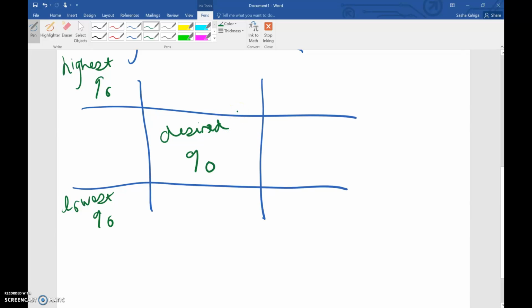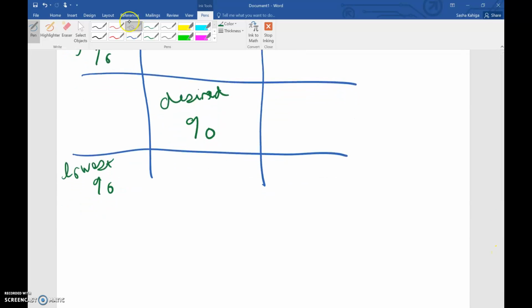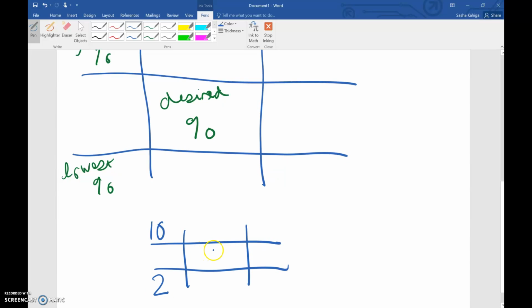Your desired percentage goes in the middle. So let me put some numbers to what I'm telling you. Let's say the 2 stock percentages are a 10%, so you put the 10 here, and your lowest percent is 2. And let's say your desired percentage is 5. Again, your highest percentage goes in the top left-hand corner, your lowest stock percentage goes in the lower left-hand corner, and your desired percentage goes in the middle of your allegation grid.